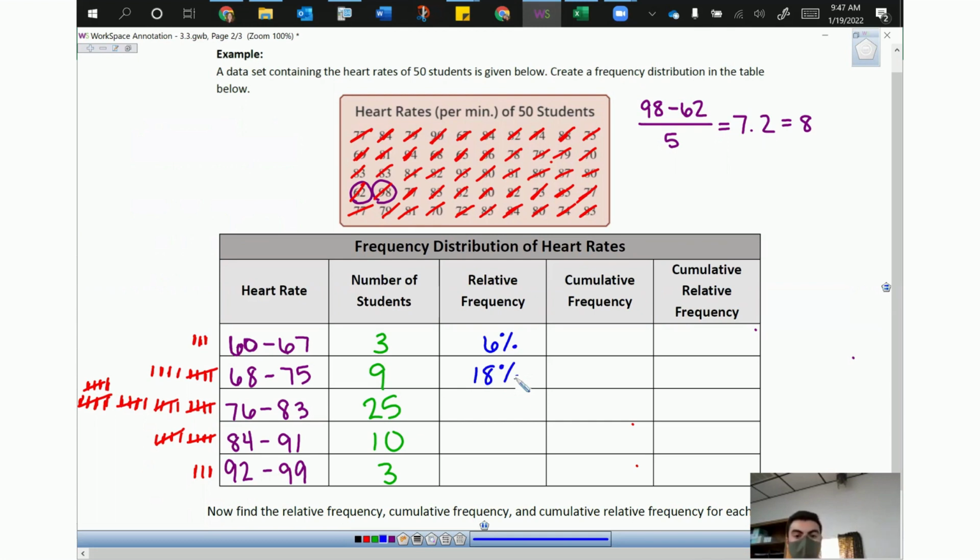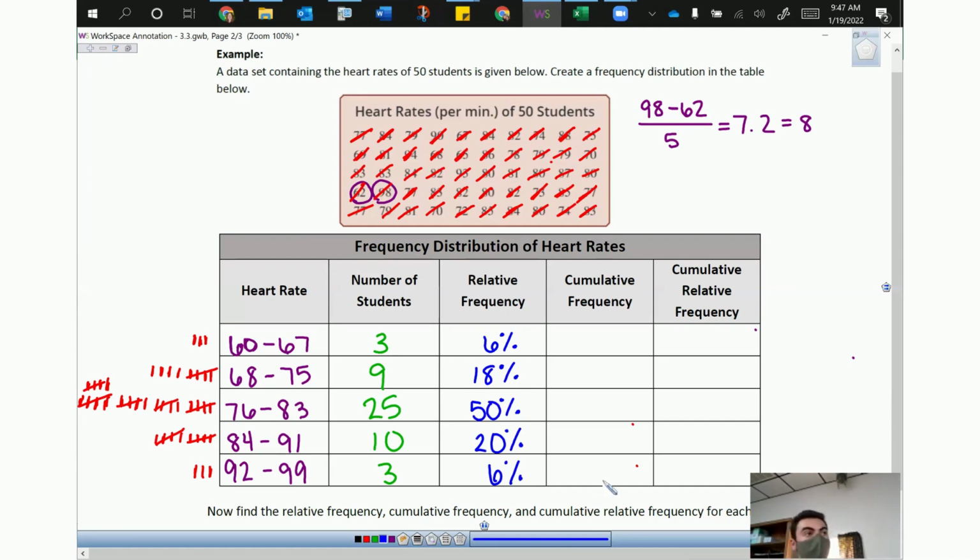So go ahead and take a second and finish filling out that column. And when you're done, you can make sure that you did it right by adding all of these together, and you should get 100%. So I add like this. I go 6 plus 6 is 12, plus 18 is 30, plus 20 is 50, plus 50 is 100. So we have 100% there, which means we did it right.